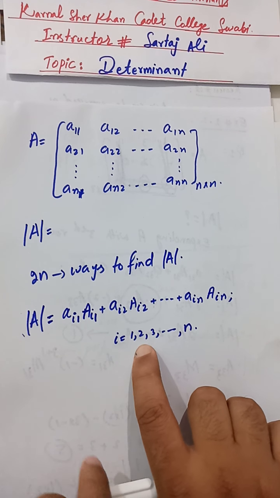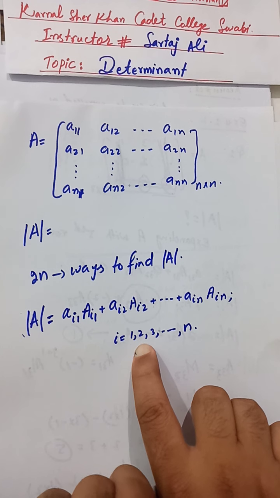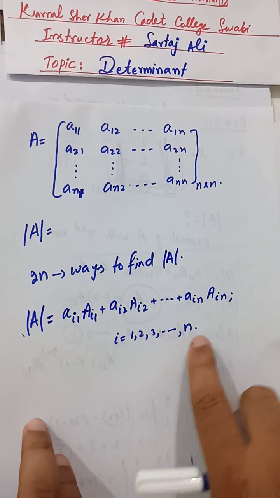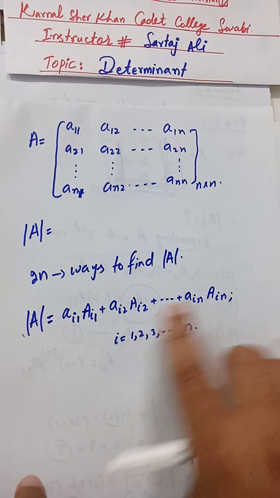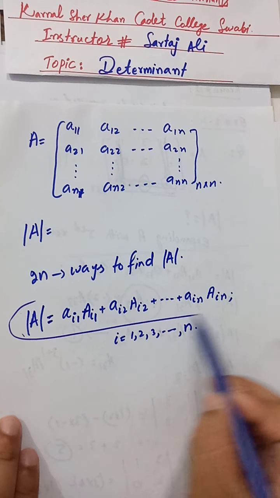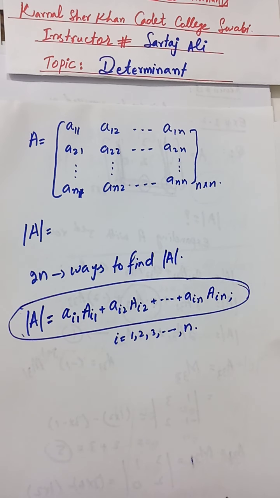If I put i equal to 3, that will be the expansion along the third row. And if I put i equal to n, that will be the expansion along the nth row. So these are the n possible ways when you are taking n rows into consideration.